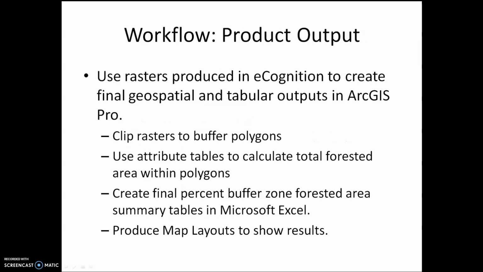And then the output, I hope to transfer the rasters from eCognition back into ArcGIS Pro. I will clip those rasters to the buffer polygons, the 5, 14, 15, and 30 meter buffer polygons, and then use attribute tables to calculate total area and percent area within those polygons. And we'll hopefully produce some summary tables and map layouts to show all the results.